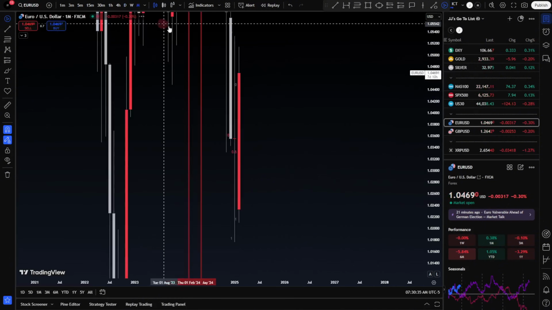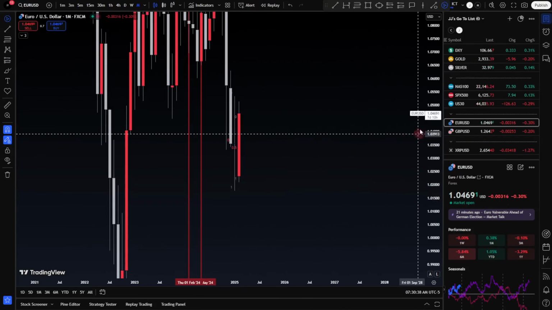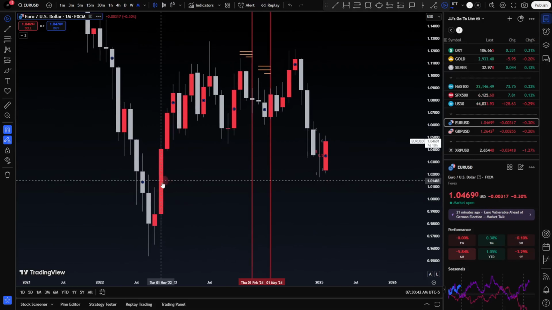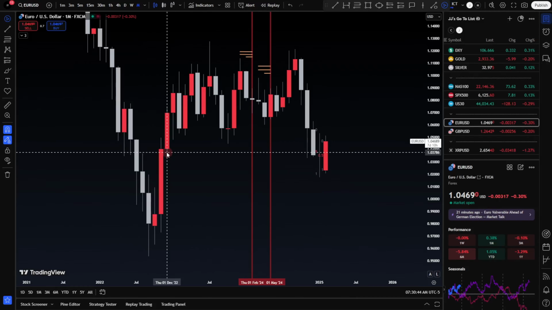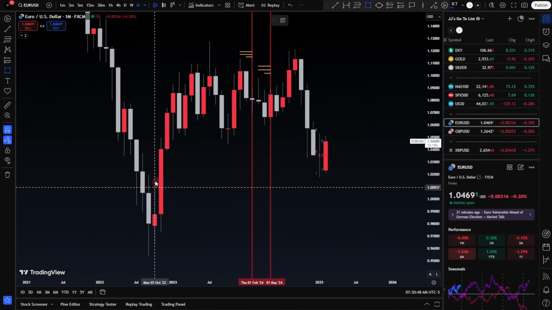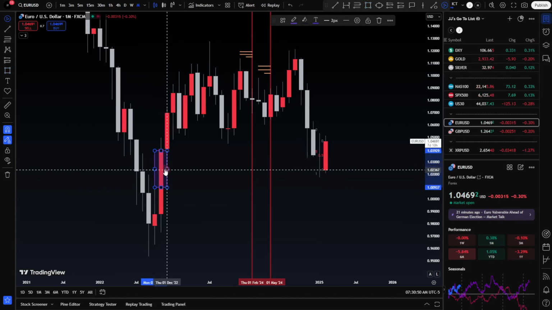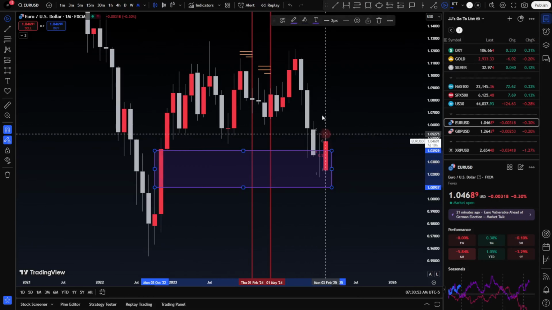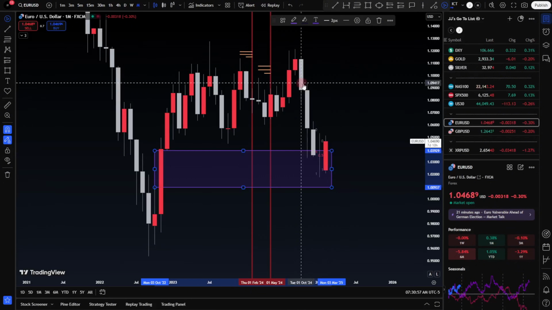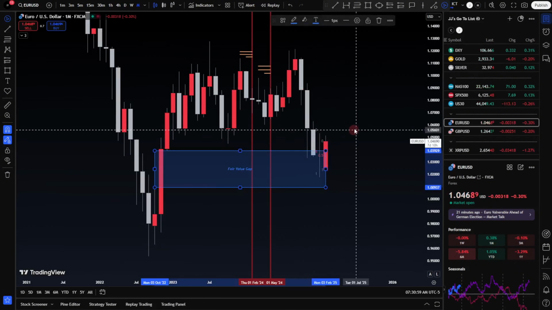And there was also, I think there was a monthly. Yep, there it is. There was a monthly fair value gap that price was in. Right there. And I knew it wasn't tripping because I thought I saw this earlier, but I didn't mark it out. But price is in a monthly fair value gap also. So that's also another huge confluence.